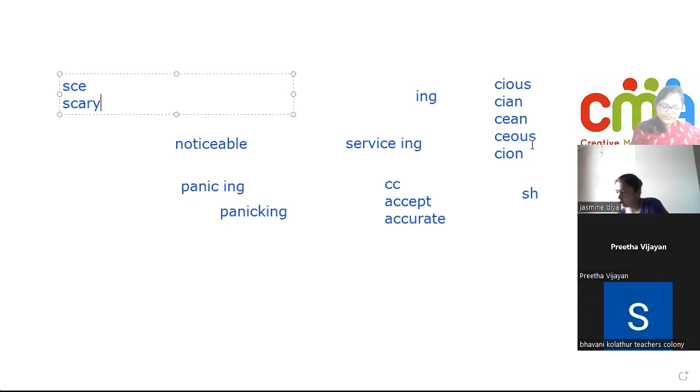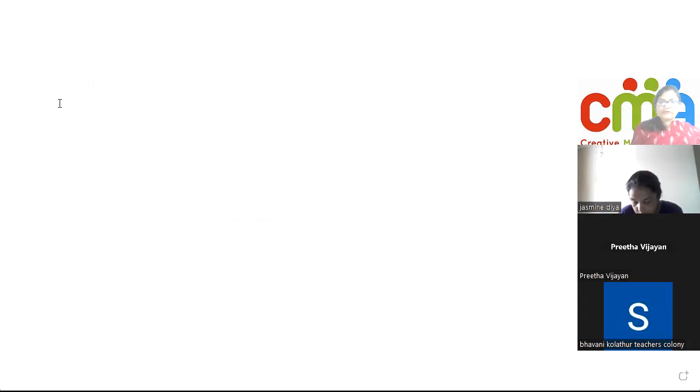Now, when the letter G is followed by E, I, Y, it becomes soft. We all know that. And when it is followed by A, O, U, it becomes hard, right? We have done that. GA, GO, GU will give the G sound. GE, GI, GY will be the J sound. So here also the same rule will apply, that charge plus able.